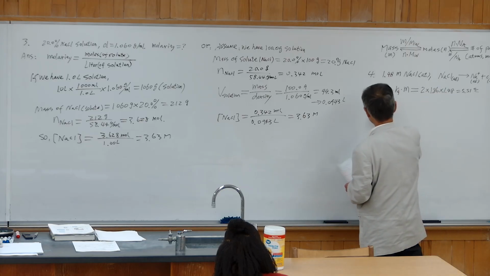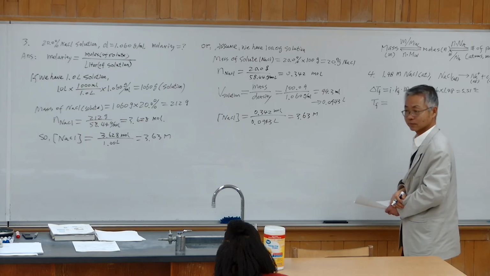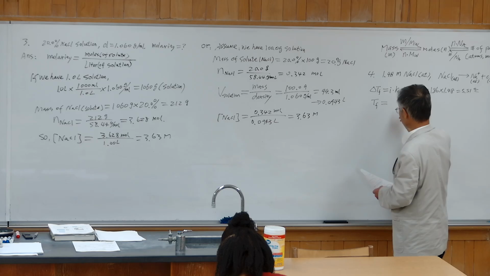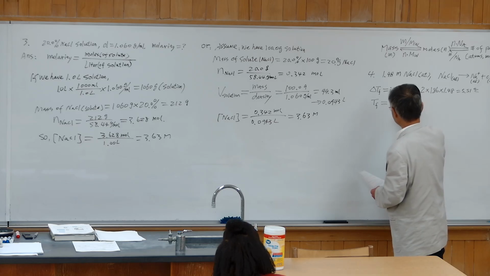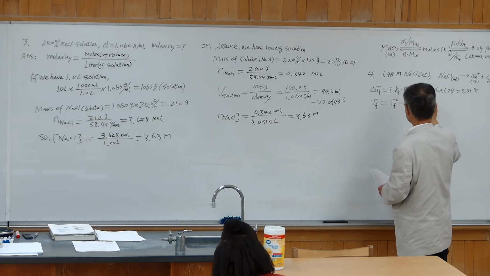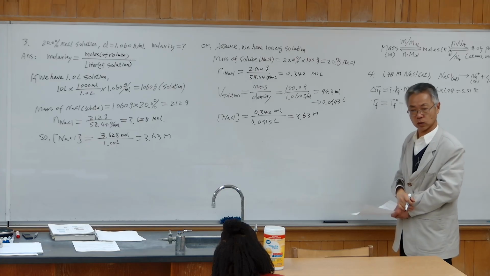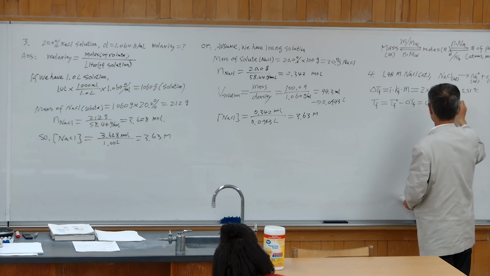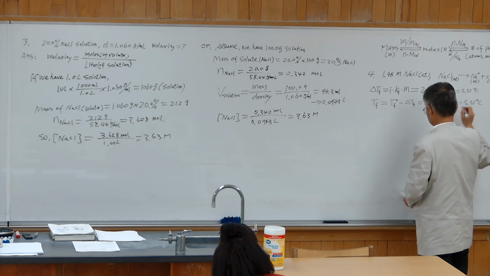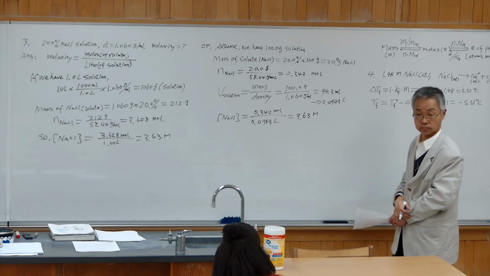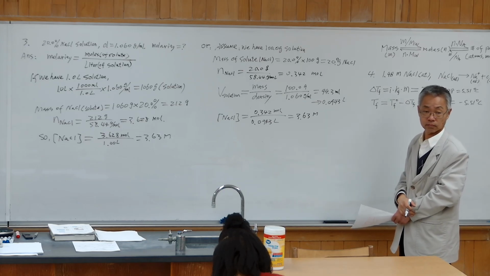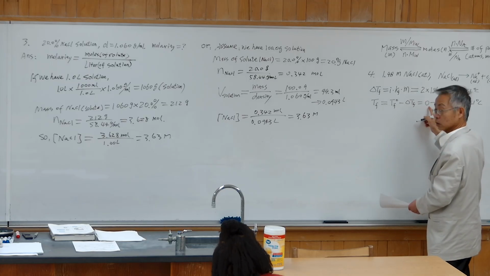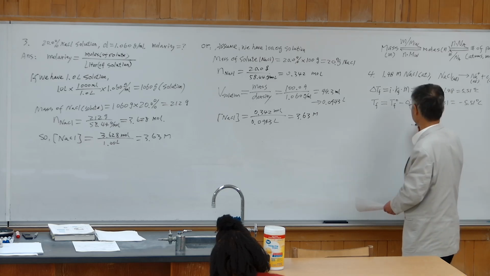Then your Tf will be... freezing point is depressed. So your Tf will be Tf0 minus delta Tf. Tf0 is the freezing point of pure water. This is 0 degrees Celsius, minus delta Tf 5.51. So this is negative 5.51 Celsius degrees. Freezing point of a solution is always lower than the freezing point of the pure solvent. That's why it's minus.